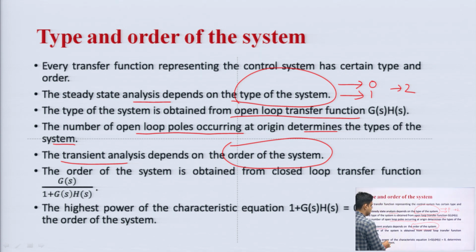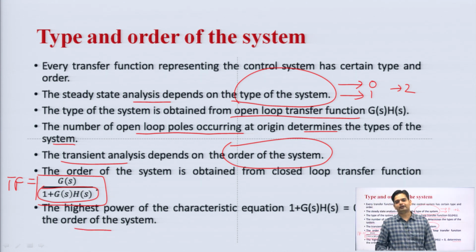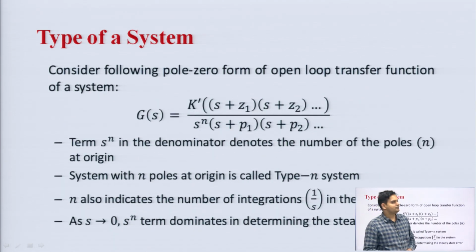Okay. So, in this case we are getting the transfer function of the closed loop system like this. Here, the 1 plus G(s)H(s) term will give us the characteristic equation. The highest power of this equation will give us the order of the system. So, whenever we need to calculate the order, you need to calculate 1 plus G(s)H(s), and in this expression we need to observe the highest power of s, and the highest power of s will give us the order of the equation.